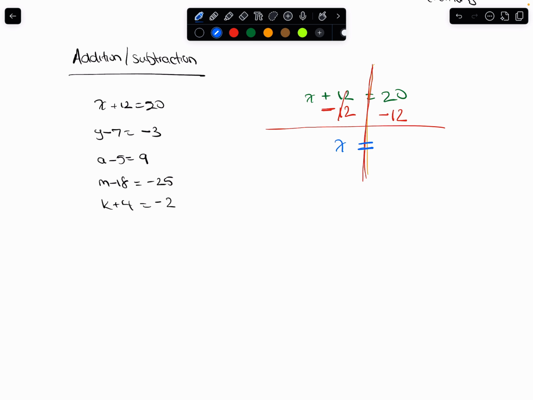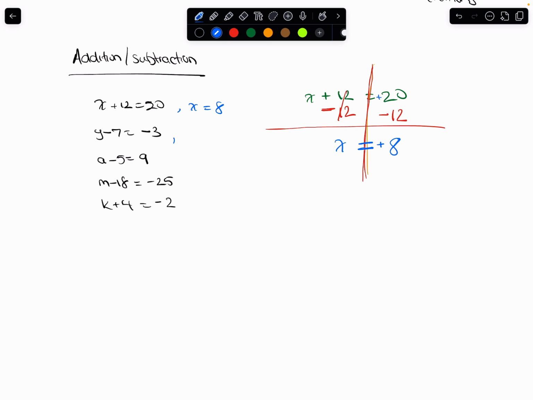And now we have different signs here. There's a plus 20 and a minus 12, which means subtraction. So 20 minus 12 is 8. But I keep the sign of the bigger number. And which is bigger? 20 is bigger than 12, so the 8 is plus. So in this question, the answer is x equals 8.